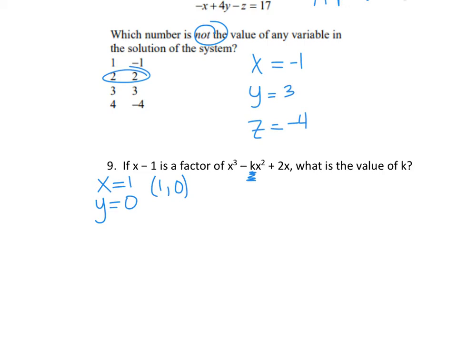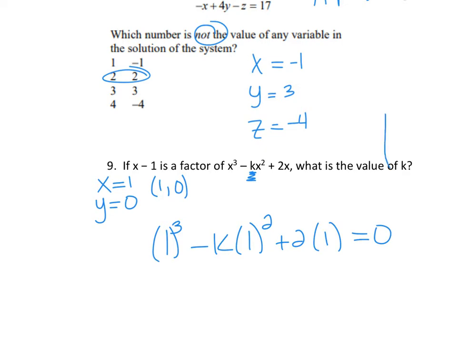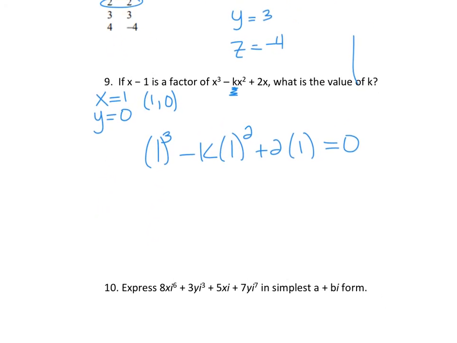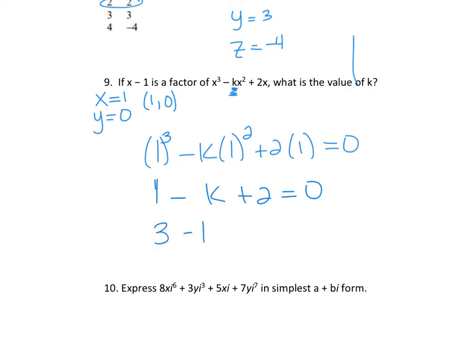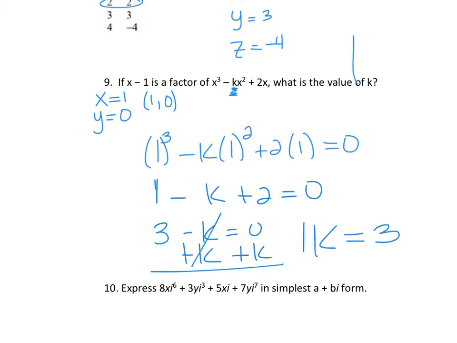So what we're going to do is set this thing equal to 0 and plug in 1. So I'm going to replace all the x's with 1s and then set it equal to 0. We can do this because we know that x minus 1 is a factor. 1 minus k, because 1 squared is 1, plus 2 equals 0. You're going to get 3 minus k equals 0. Solve for k. It's probably easier just to add the k over because it needs to be positive. So k equals 3, and that's our answer here.